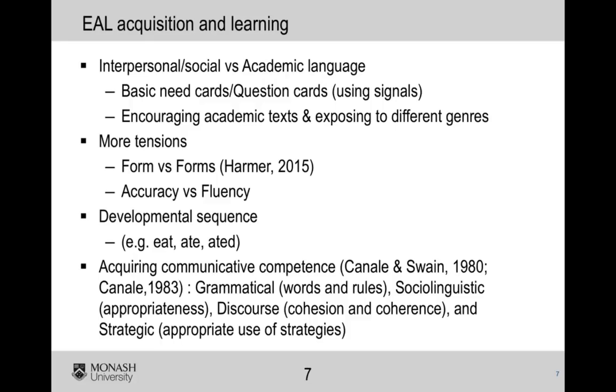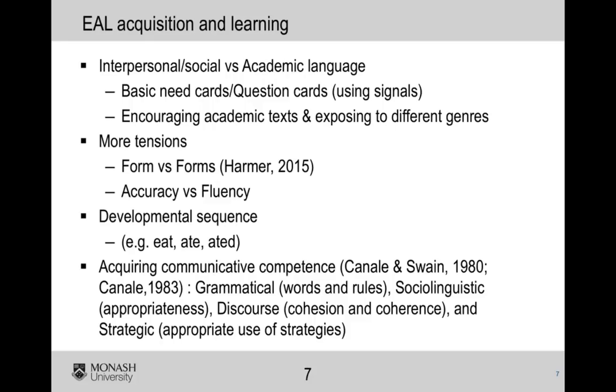We'll talk more about this later, but when we talk about learning a language, we often talk about communicative competence. And this was a lot of the work of Canale and Swain, or Canale in 1983. They look at these four different parts of what it means to be communicatively competent: an understanding of the grammatical, so the words and the rules; the sociolinguistic, so the appropriateness of the words that you use; discourse, so are you able to use the language in a cohesive and coherent way? Does it make sense? Does it follow an order? Is it logical? And then strategic: can they make appropriate use of strategy?